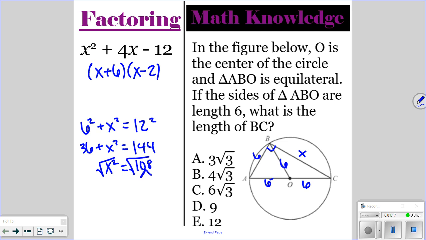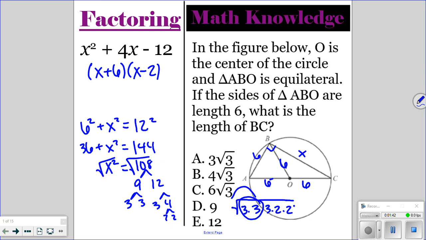So 108 is 9 times 12. And 9 is 3 times 3. And 12 is 3 times 4. And 4 is 2 times 2. So instead of writing 108, I can say 3 times 3 times 3 times 2 times 2. And then we have to have a pair to pull them out. So this is a pair of 3's, and this is a pair of 2's. So we pulled out a 3 times a 2, that's 6, and then square root of 3. So your answer would be C.